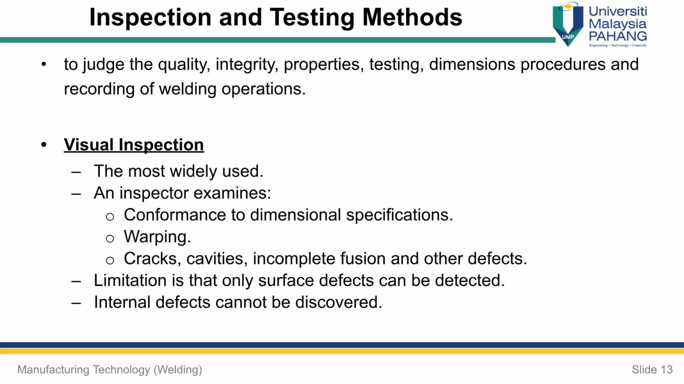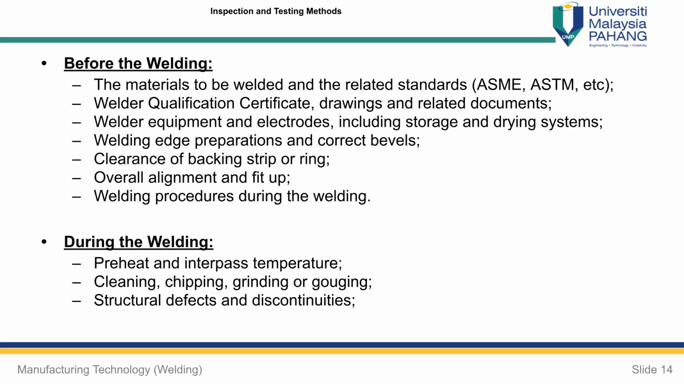Visual inspection is the most widely used, checking conformance to dimensional specifications, warping, and surface defects like cracks and cavities. A key limitation is that internal defects cannot be detected. Before welding, inspect materials, standards, qualifications, equipment, edge preparations, and fit-up.